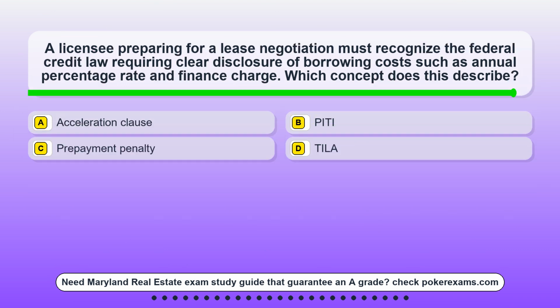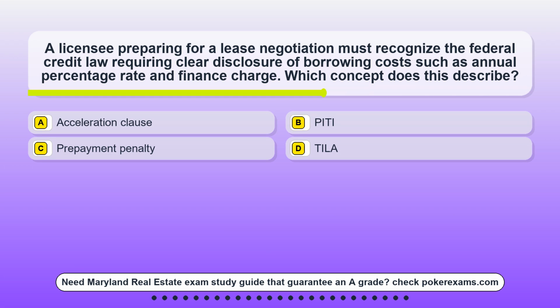Question 24. A licensee preparing for a lease negotiation must recognize the federal credit law requiring clear disclosure of borrowing costs such as annual percentage rate and finance charge. Which concept does this describe? Option A, acceleration clause. Option B, PITI. Option C, prepayment penalty. Option D, TILA.